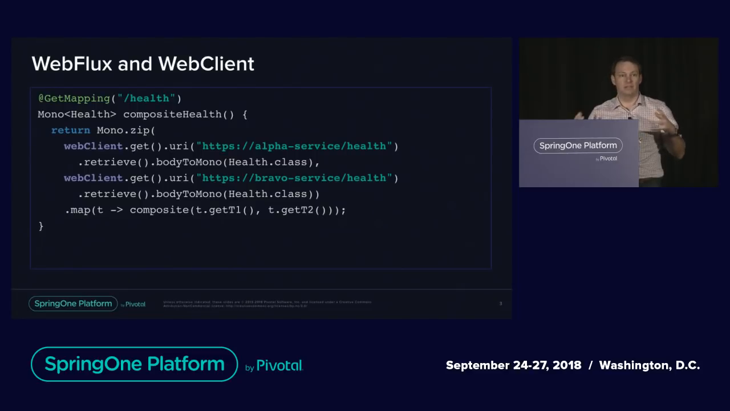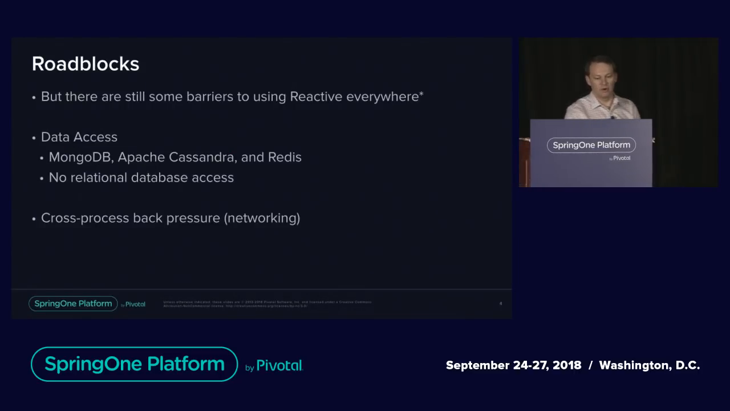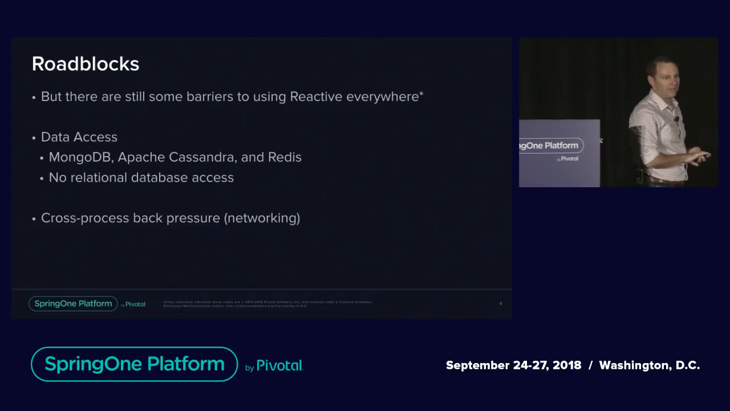And if we remember from the talk earlier today in the keynote, it means that nobody's waiting around, right? So when the web client fires off this GET request, it immediately gets off the thread, and another thing can use that thread if it wants to, while it waits around for the service on the other end to come back and respond to it. So this is great generally, right? Like we have optimized effectively this JVM that we're operating in to be as efficient as we can make it to be. But there are still some barriers to using Reactive Everywhere.